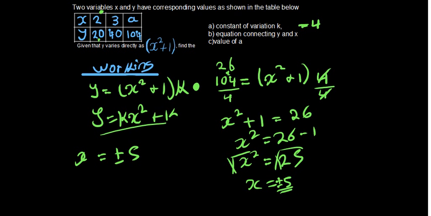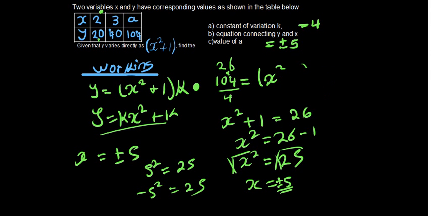Why do we say so? Because if you say positive 5 squared, it's going to give you 25. Negative 5 squared is still going to give you what? 25. The negative sign is going to multiply itself, and that would be a positive. So in this case, we can say our value of x is positive or negative what? Negative 5.